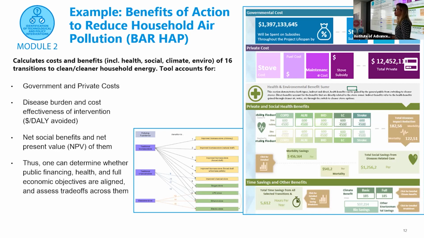But I would say this is everyone's favorite tool. When I go to countries, these are people that have no idea how to run this thing, but they're very excited about it because it really pushes the buttons they need to have policy move. So it really looks and calculates the cost and benefits, including the health, social, climate, of up to 12 different sets of interventions.